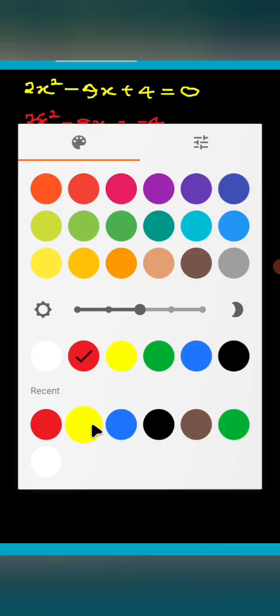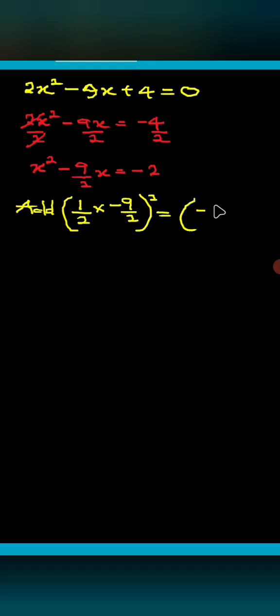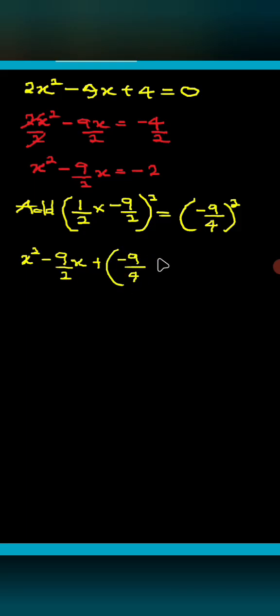So the next thing is, to complete the square, we add what? 1 all over 2 times what is with x, which is minus 9 over 2, then into bracket squared. Then when we solve this, this is going to give us minus 9 all over 4. So this is what we're adding to both sides. So we have x squared minus 9 all over 2x plus minus 9 all over 4 squared equals minus 2 plus minus 9 all over 4 squared.